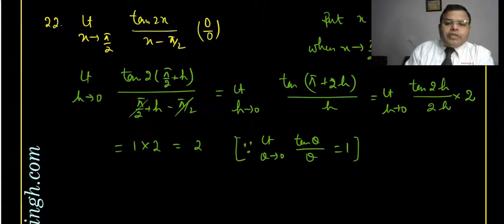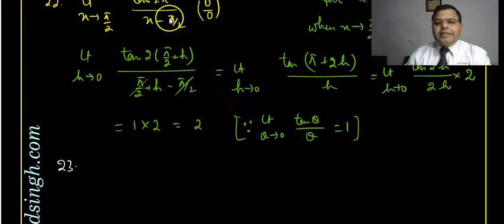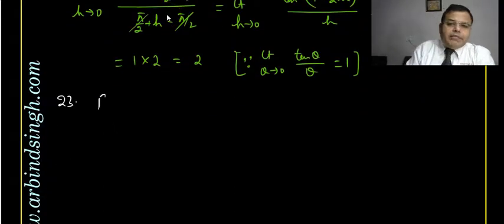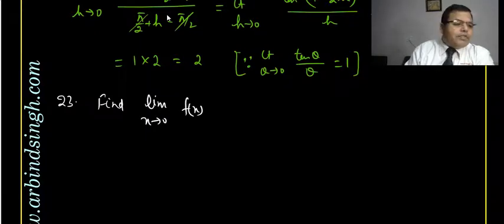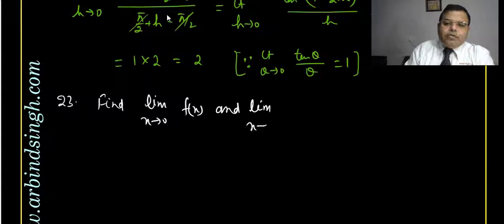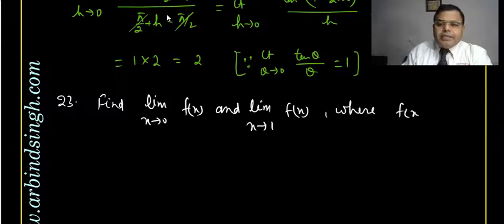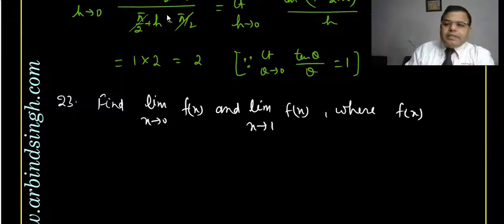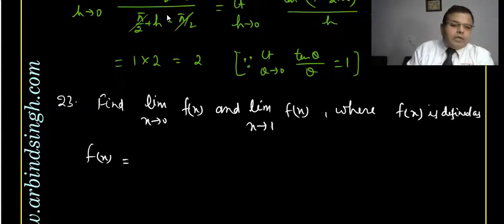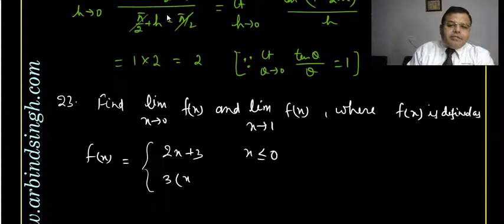Okay. Now the next question, that is question number 23. Let us discuss it. Question number 23 is written like this: find limit x tends to 0 of f(x), and limit x tends to 1 of f(x), where f(x) is defined as follows. It is given that f(x) = 2x + 3 when x is less than or equal to 0, and 3 times (x + 1) when x is greater than 0.